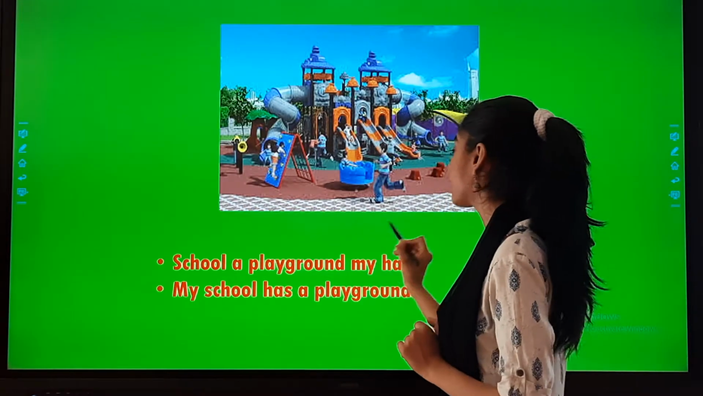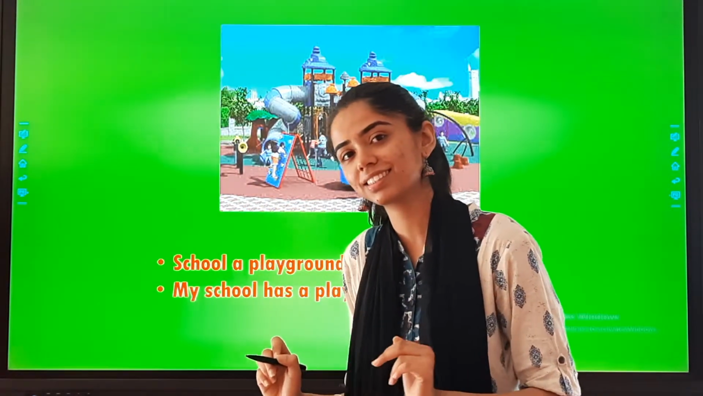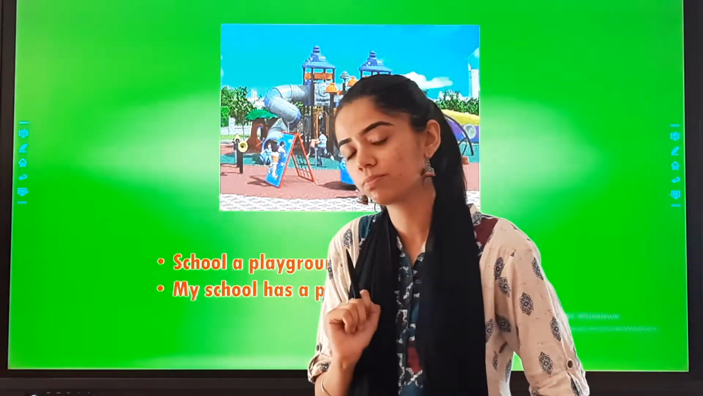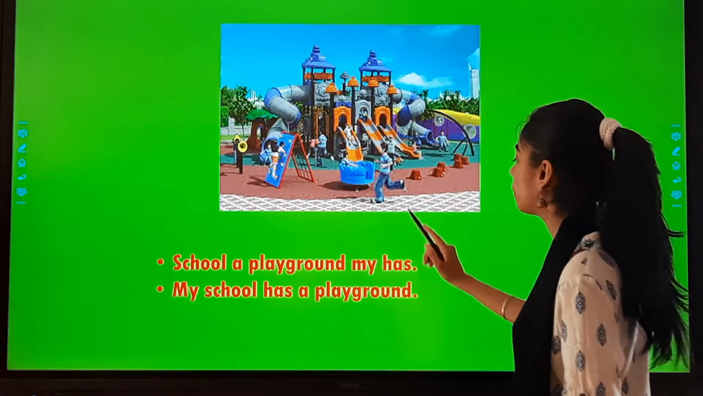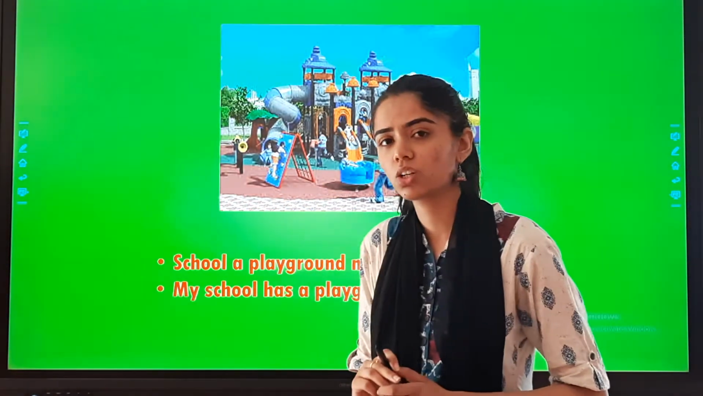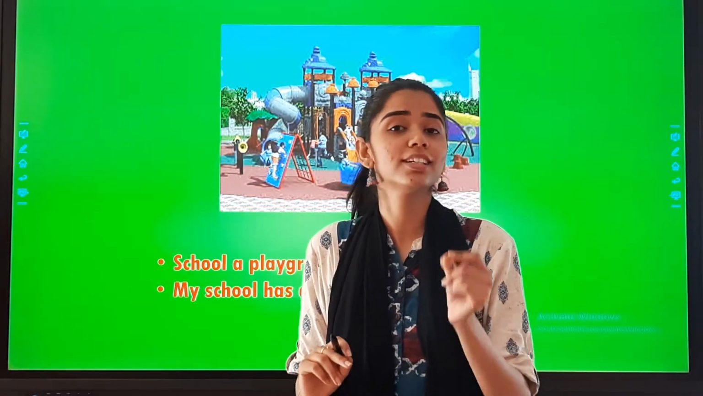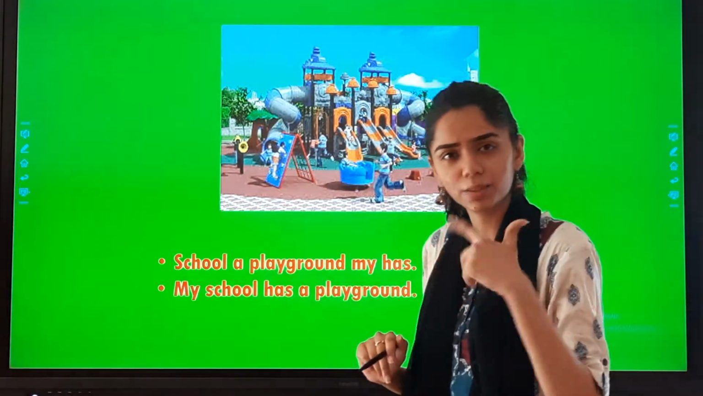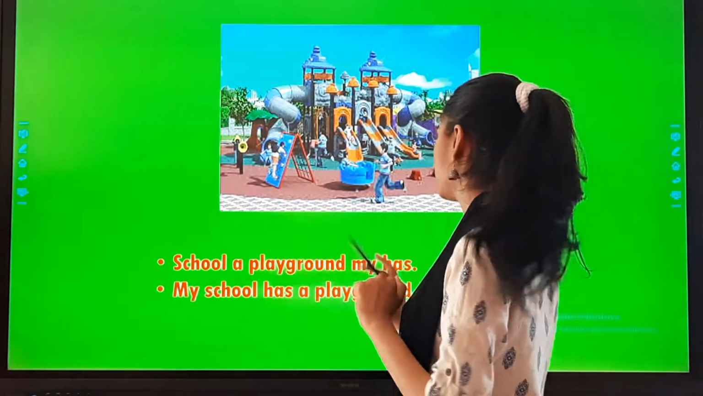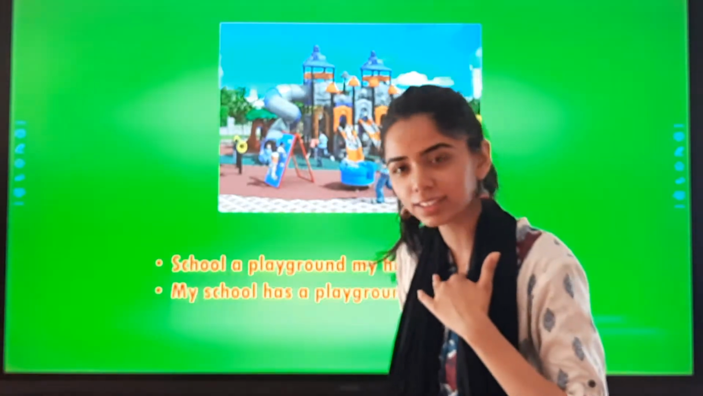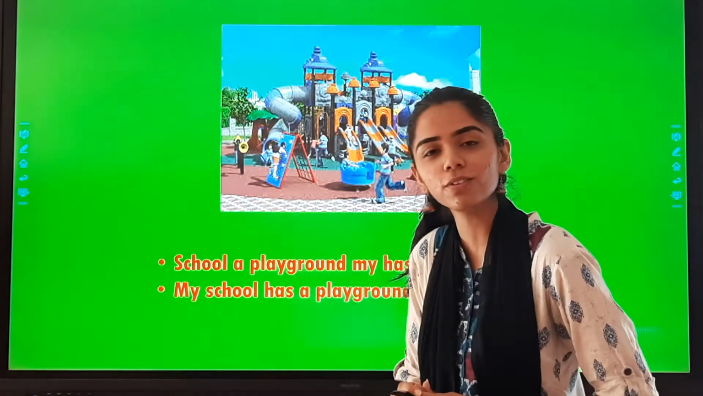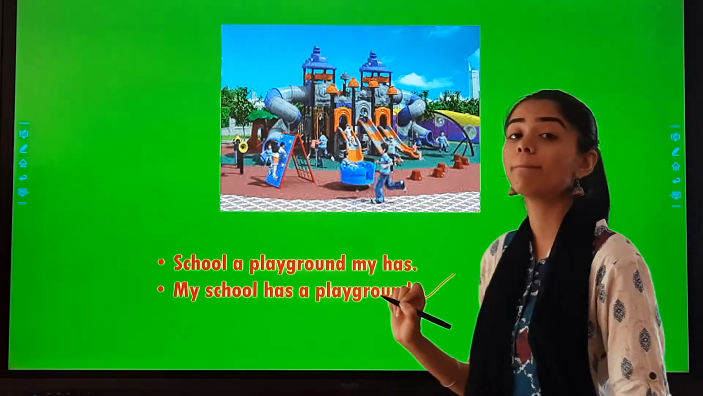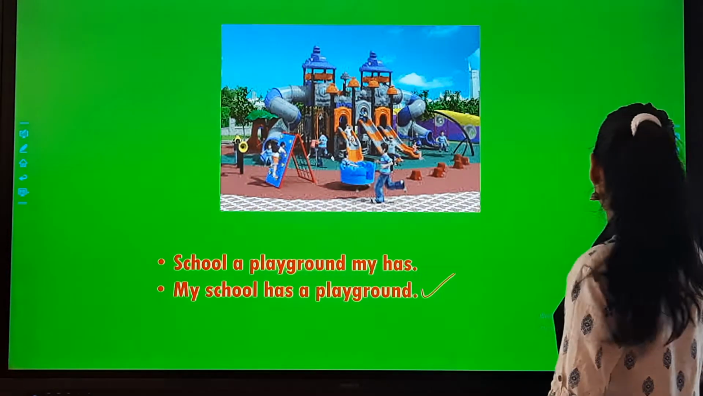School a playground my has, or my school has a playground. Now, from these two sentences, which one do you think is the correct one? Or which one do you think is making some sense? School a playground my has? Or my school has a playground? Yes, the second one, that is my school has a playground.